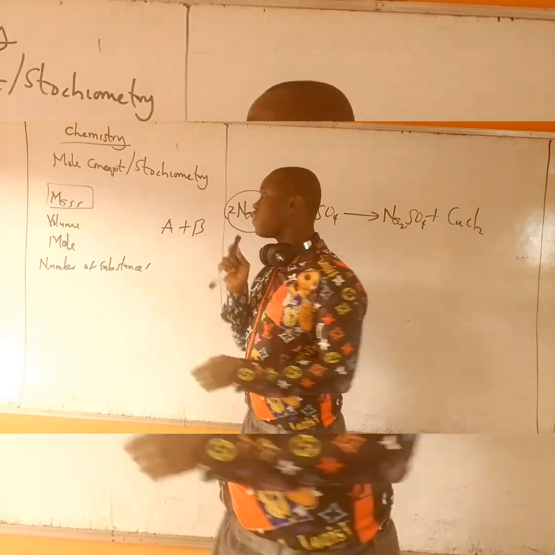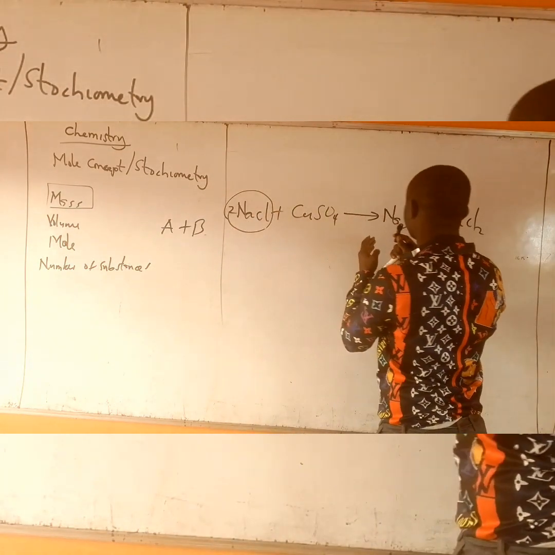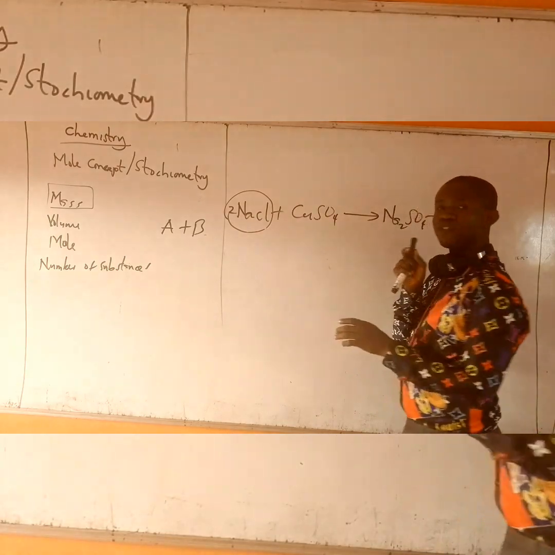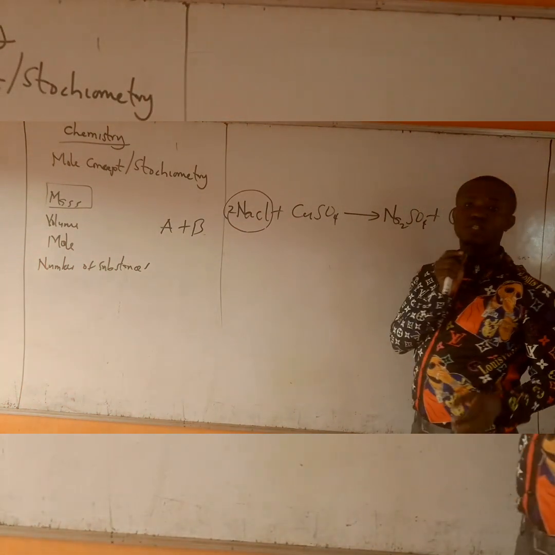You understand? So if they give me the number of moles of this, and they say I should find the mass of this, that means whatever else they mention does not concern me. The only two things I'm looking out for is this. I'll use what I have for these two things to get what I'm looking for.